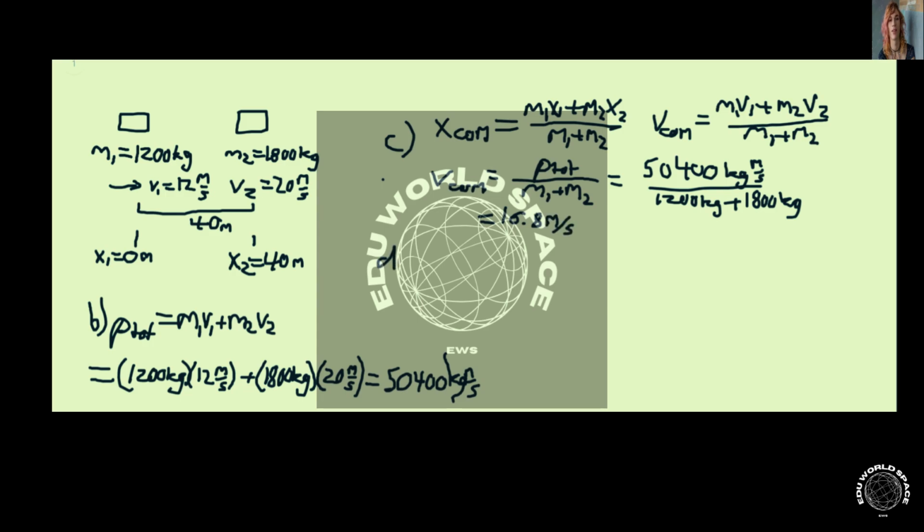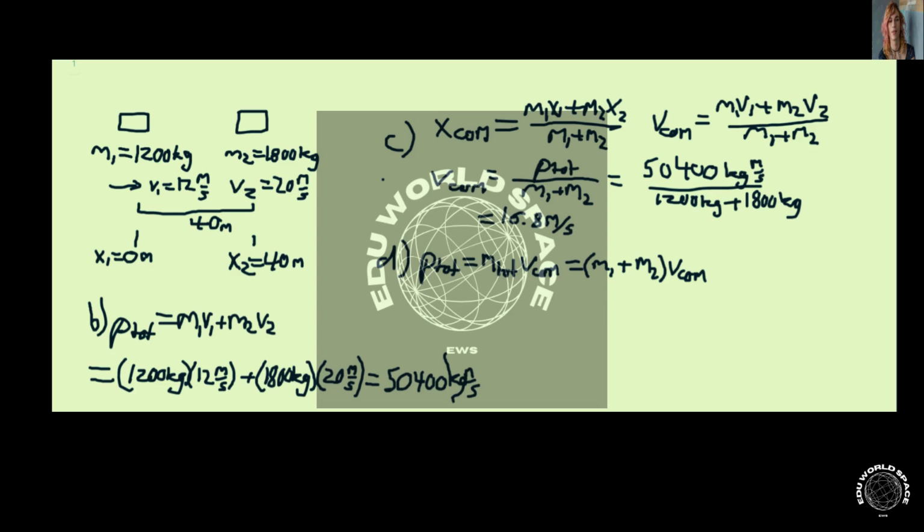Finally, in part D, we're asked to find the total momentum using the velocity of the center of mass. And the formula for this is p_tot is equal to m_tot, for the total mass, times V_COM, for the velocity of the center of mass. Simply expanding out what the total mass is, it's m1 plus m2, and then V_COM.